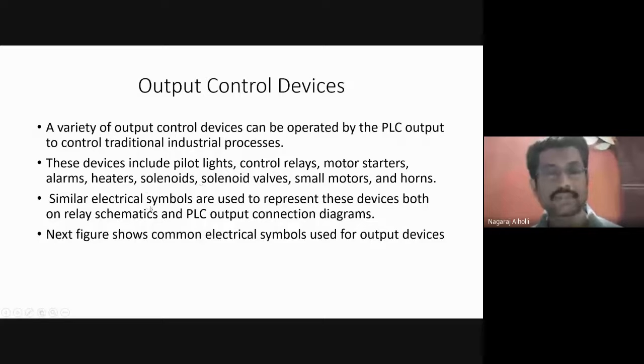Similar electrical symbols are used to represent these devices both on relay schematics and PLC output connection diagrams. The symbols that are used for these various output devices are the same as for the relay logic and for the PLC ladder rung diagram also. In the next figure we are going to see the various electrical symbols used for the output devices.